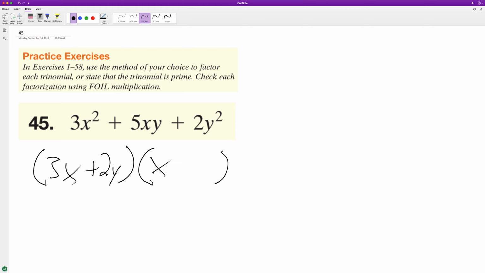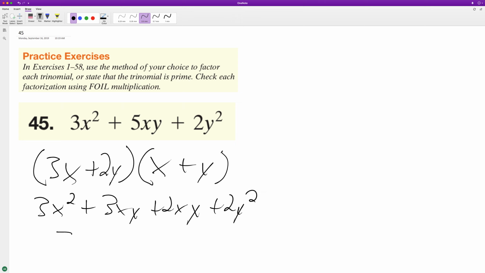x plus y. So we're going to end up here with 3x squared, just checking now, 3xy plus 2xy, and then plus 2y squared. Combine like terms, we end up with plus 5xy plus 2y squared, which matches our original trinomial, which means this is correct.